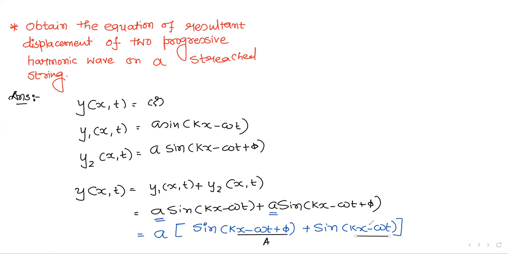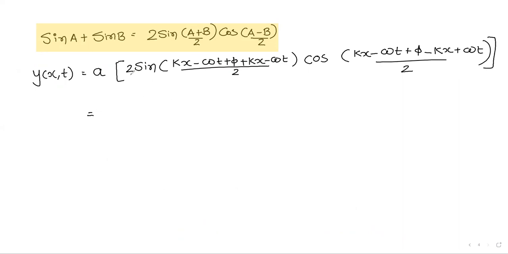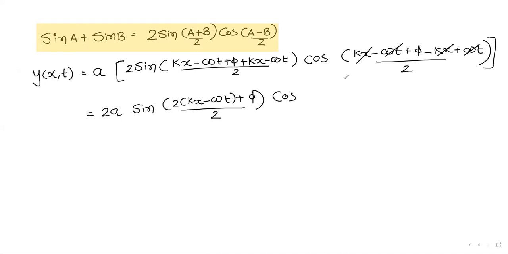As I told you, we have to add them first. So (a+b)/2 gives (kx − ωt + φ + kx − ωt)/2, and cos of (kx − ωt + φ) minus (kx − ωt), divided by 2. Now subtract them: −kx + ωt, divided by 2. So we are getting 2a sine((2kx − 2ωt + φ)/2). Cos: kx positive and kx negative, ωt positive and ωt negative get cancelled out, so it becomes cos(φ/2). Write it as 2a cos(φ/2) sin(kx − ωt + φ/2).